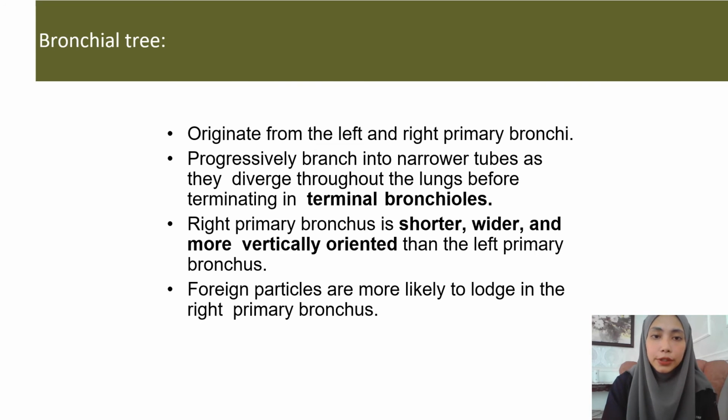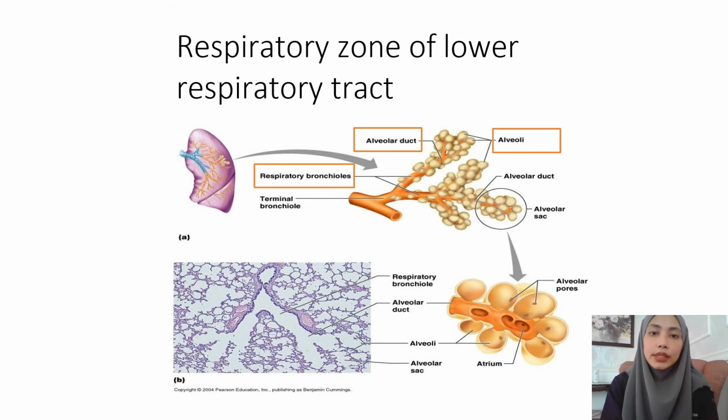So the bronchial tree originates from the left and right primary bronchi, progressively branching into narrower tubes as they diverge throughout the lung before terminating in terminal bronchioles. The right primary bronchus is shorter, wider, and more vertically oriented than the left bronchus. Hence, a foreign body is likely to lodge in the right primary bronchus. So this diagram shows the respiratory zone of the lower respiratory tract.